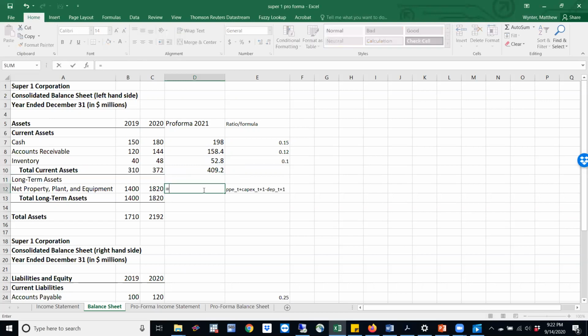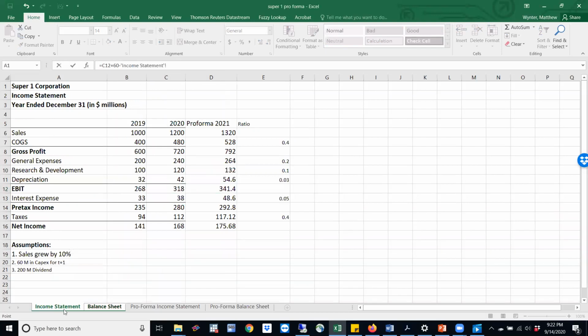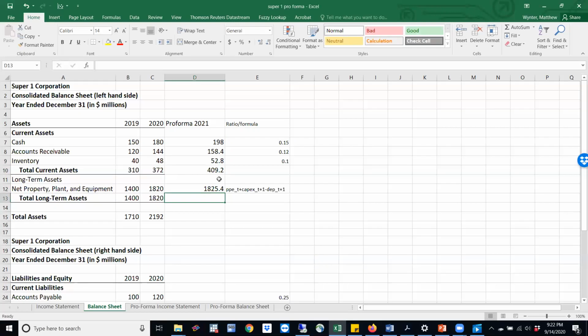For my property, plant, and equipment, I'm going to take the value from last year plus the 60 million. We assume there's going to be a 60 million capital expenditure minus the depreciation that's expected for our pro forma. So this is going to equal that. My total assets are going to equal this, my total current assets, plus my total long-term assets.